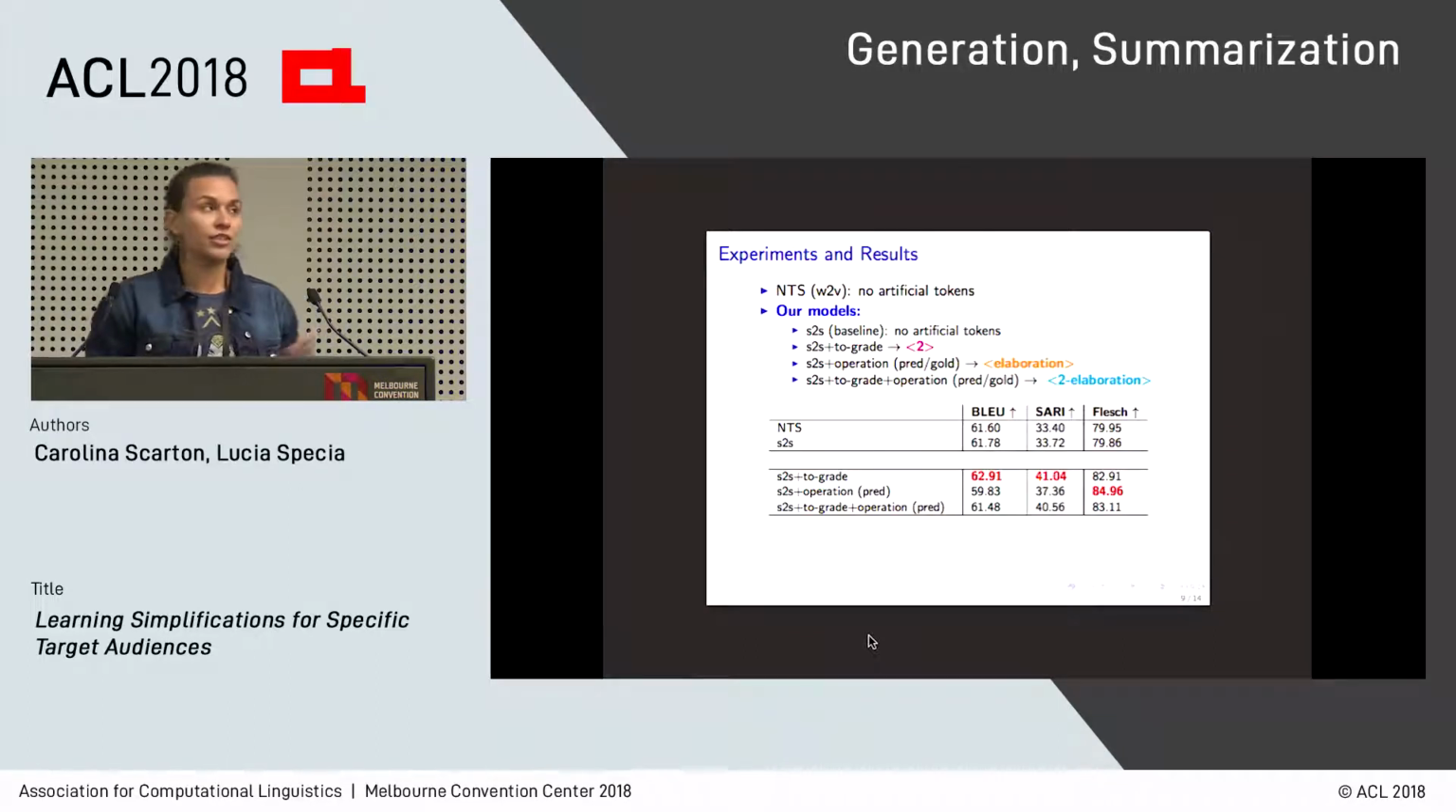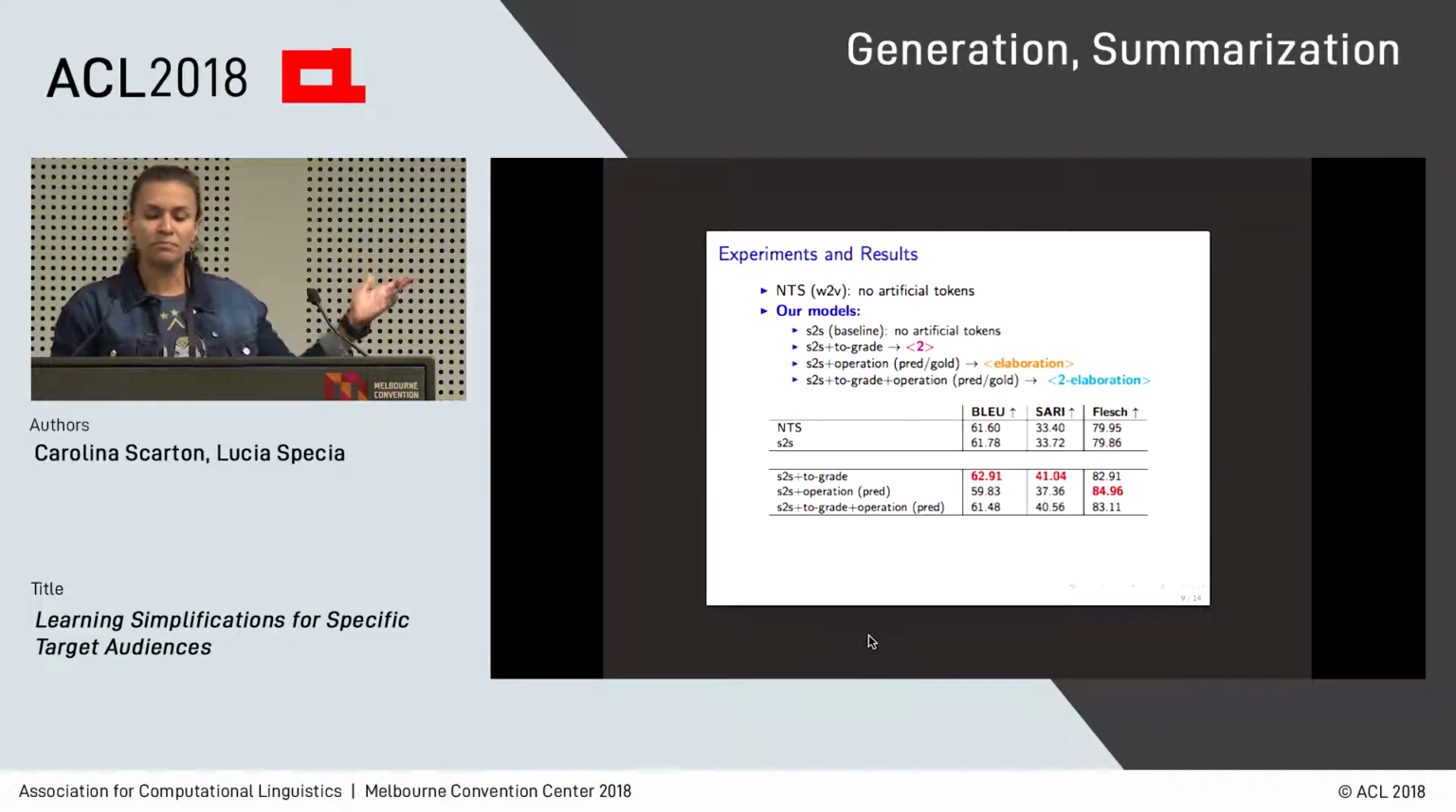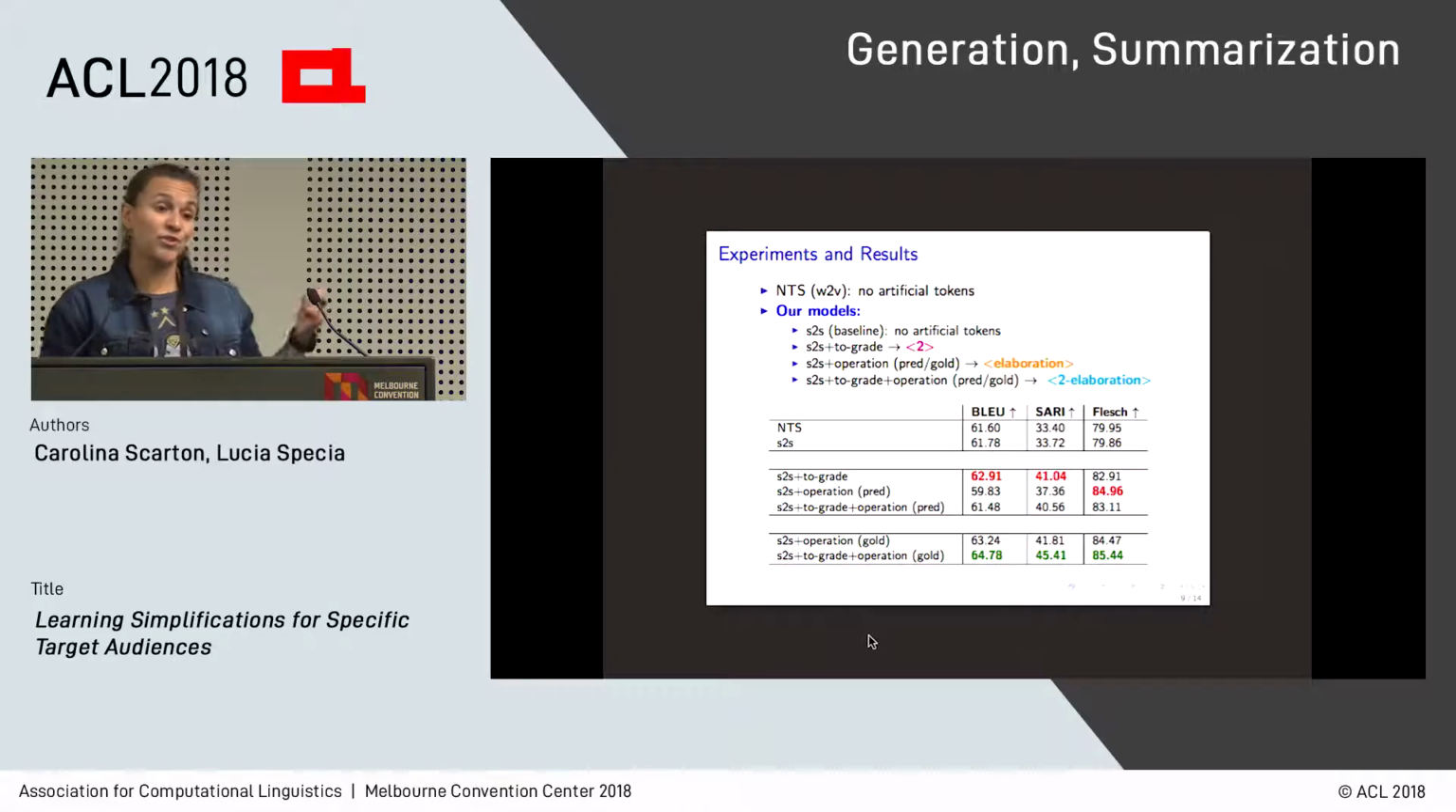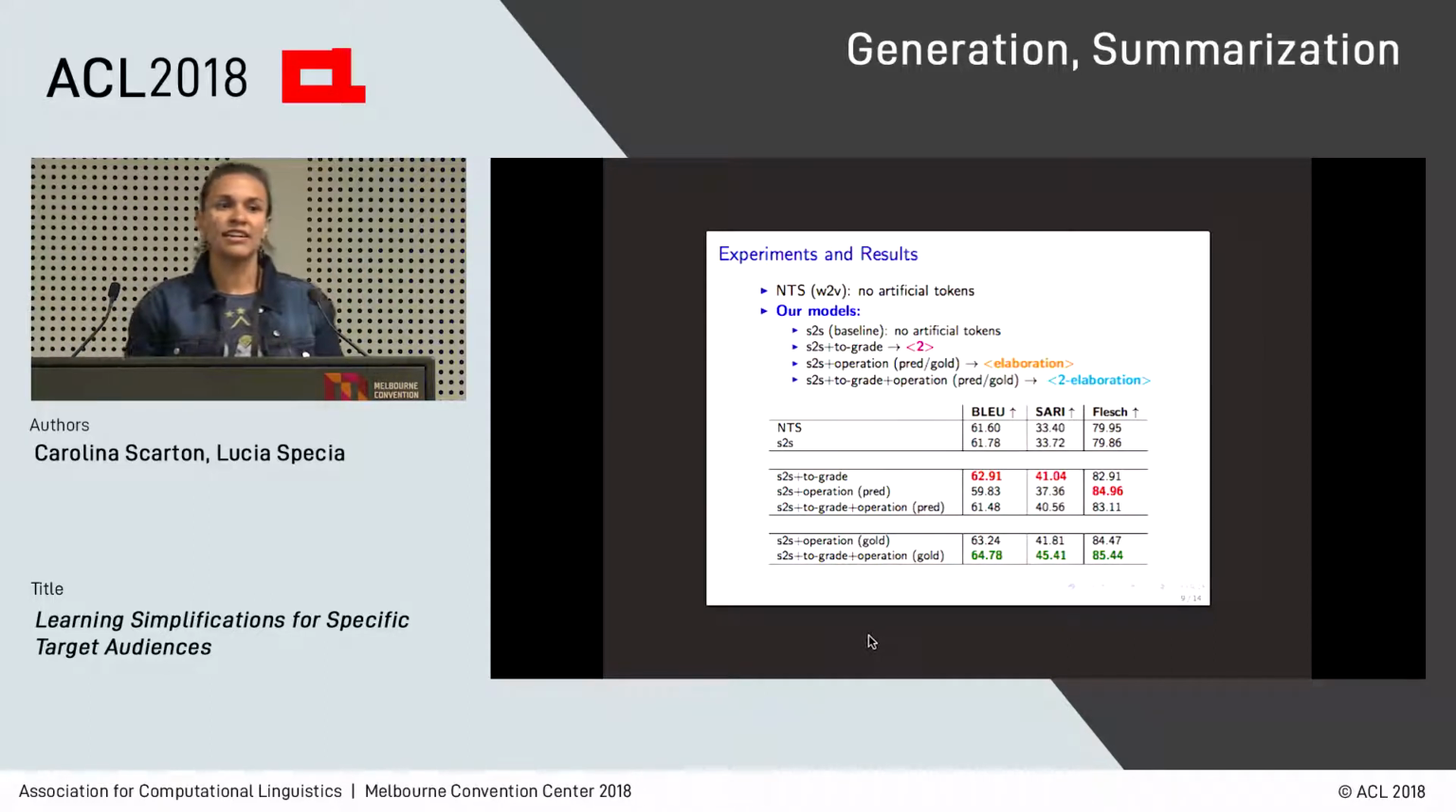So our results show, in terms of BLEU, which represents grammaticality, and SARI, which represents simplicity, that mainly in terms of SARI, you have a huge improvement when you use our grade level system. When you use the predicted operations, it doesn't improve as much as the grade level, but it's still better than the baselines. But if you use the gold standard operations, then we have a better improvement, meaning that if we improve our classifier, the results will probably be better.